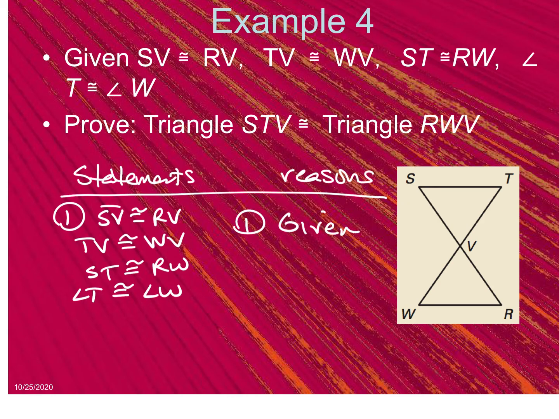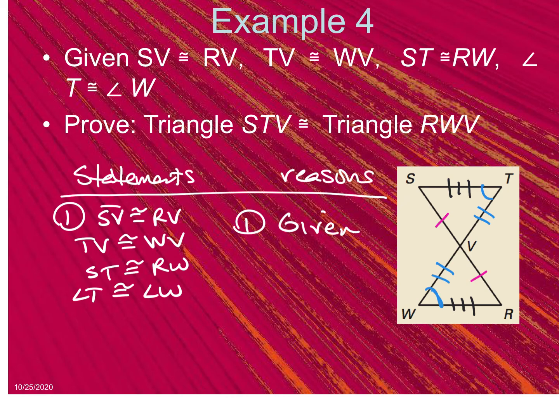I'm going to label my picture. So SV is here, and it's congruent to RV. And then TV is congruent to VW. And then ST is congruent to RW. And then it also told me that angle T was congruent to angle W. I need to get 2 more angles in here that are marked as congruent.